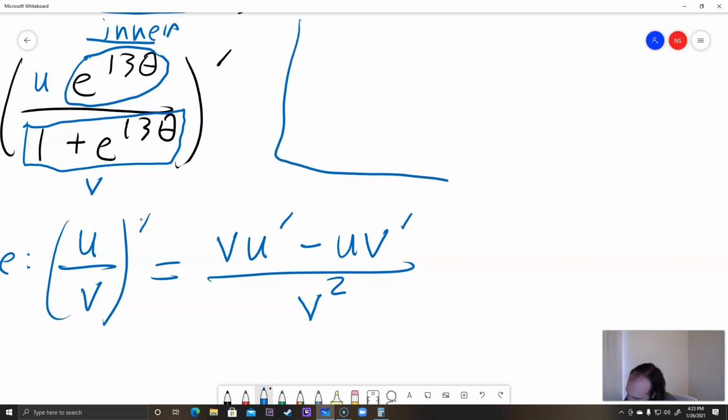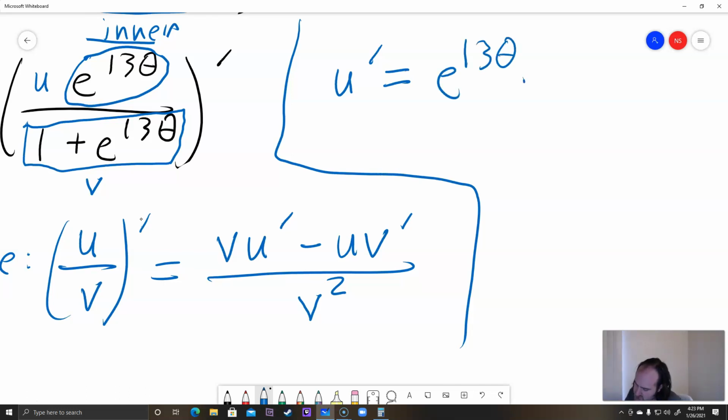Over here, let's start with u prime. U prime is going to be the derivative of e to the 13th theta, which is going to be e to the 13th theta times the derivative of the inner function, which is just going to be 13. So u prime is going to be 13 e to the 13th theta.